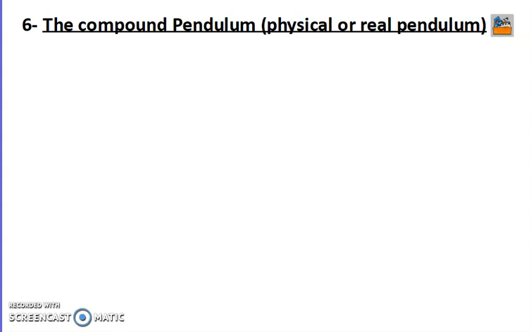In this video, in fact video 5 of mechanical oscillations, I'm going to explain the compound pendulum, the oscillation of a compound pendulum or physical pendulum. Let's start. But first, what is a compound pendulum? Let's see this small video.